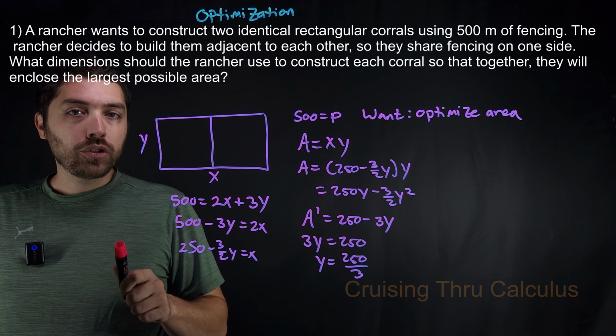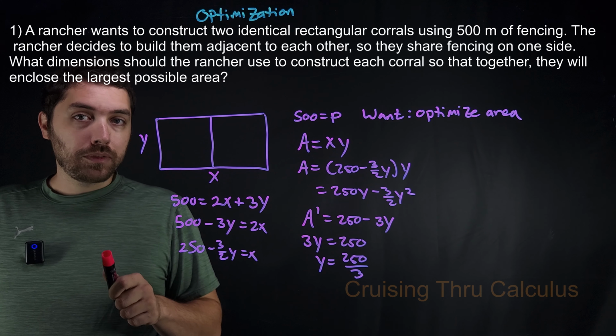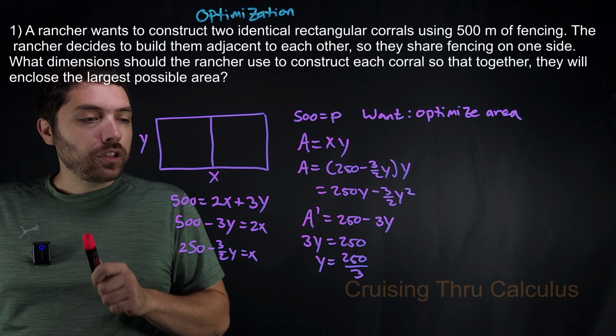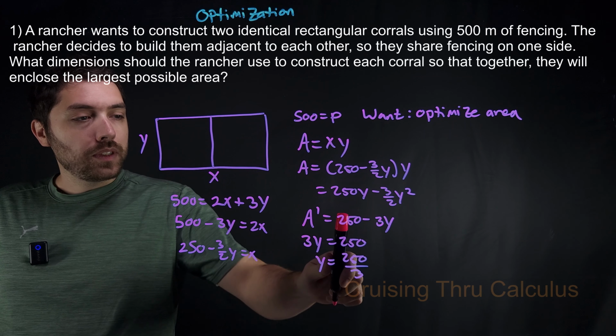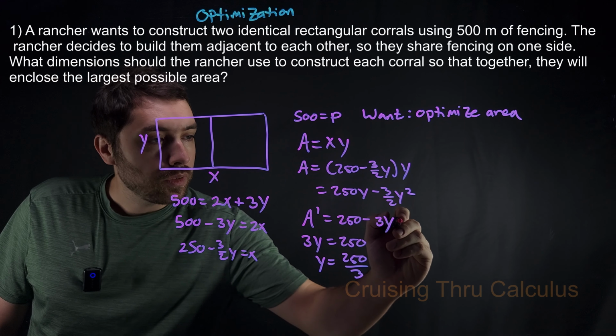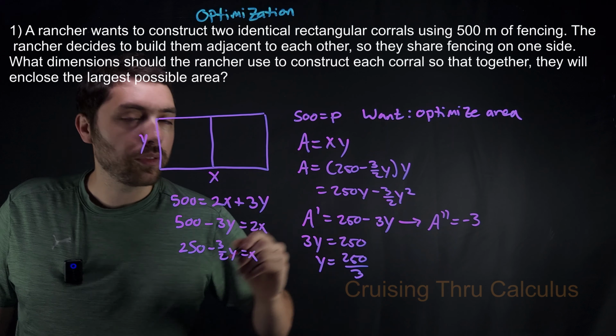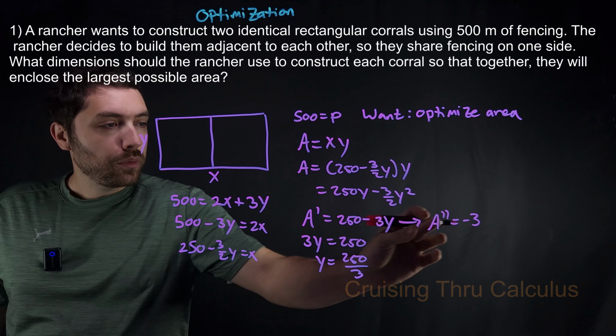Now, you could use the first derivative test, like I said, or the second derivative test. I'm going to use the second derivative test. You should use the second derivative test too if finding the second derivative is easy. And check this out. The second derivative is super easy here. We're just going to get -3, which kind of answers the question for me.